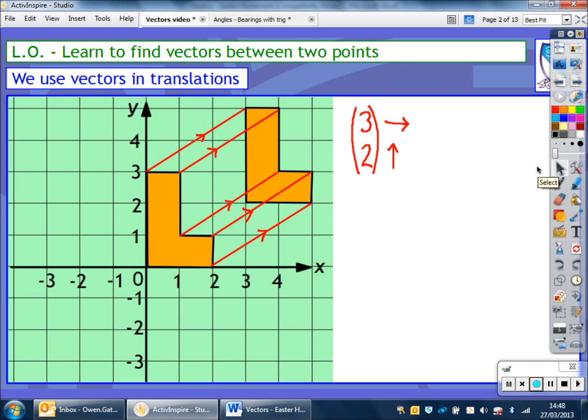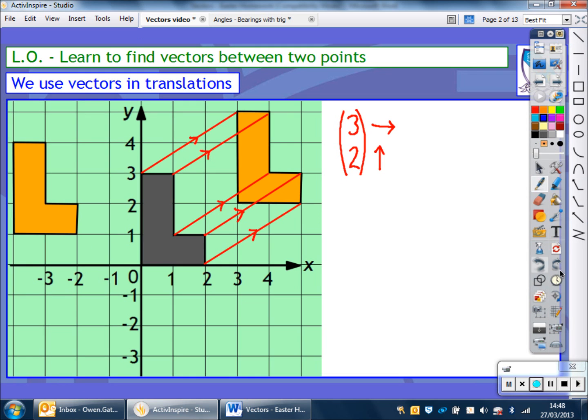Let's do another one. So if we now translated this shape over here, let's draw in a vector. So let's just go from this corner to the same corner on the image of the shape. So we're going in this direction. So really important you put arrows on these lines, because otherwise they're just lines, they're not vectors.